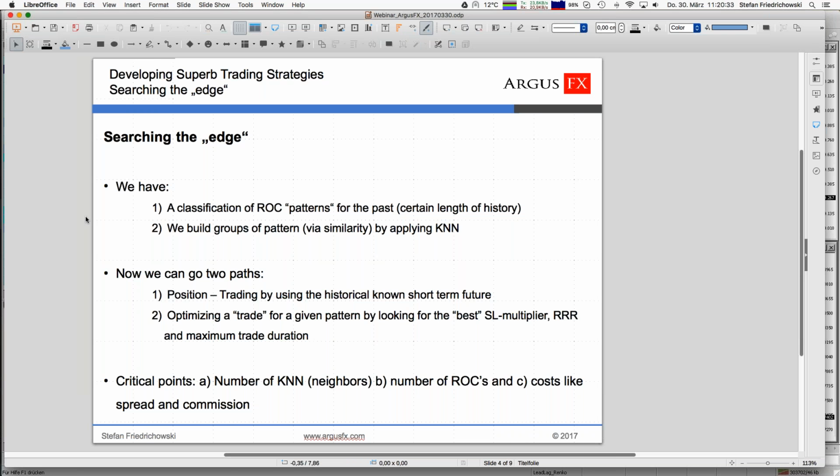Anyhow, that is one possible path we can go, and the other one is that we do it the way we normally develop strategies. What we normally do is open a trade, and that trade has a stop loss, and a take profit, or in my language, a risk reward multiplier. And maybe it's a good idea to have a maximum trade duration, so don't keep the trade open for months. So that would be 3 degrees of freedom.